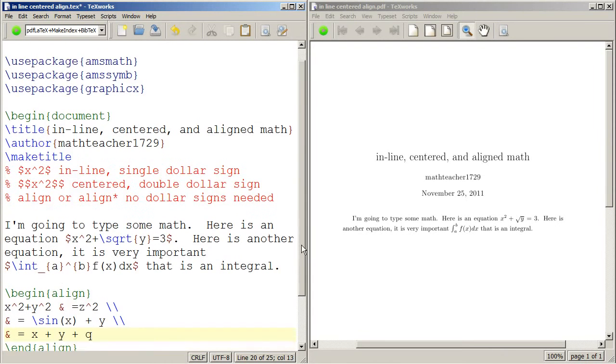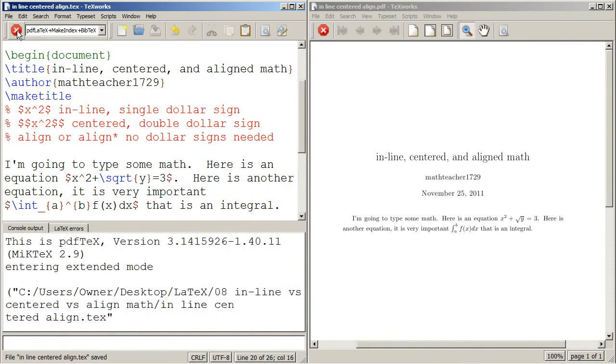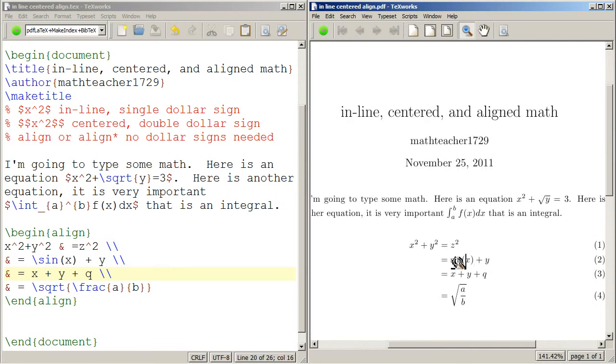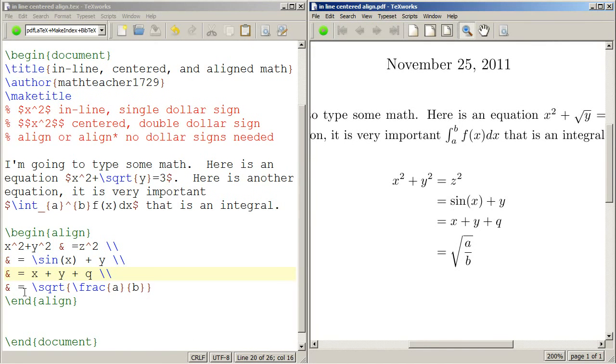Right? Well, notice that I'm not using any dollar signs here. I'm not using any dollar signs because within the align environment, I don't need them. Square root and then a over b. Right, so none of this math inside the align environment has any dollar signs around it. And I'm going to typeset this. And there you can see everything is nicely lined up at the equal sign. Equations are all numbered. And all of our math displays exactly as it should display, but without any dollar signs.